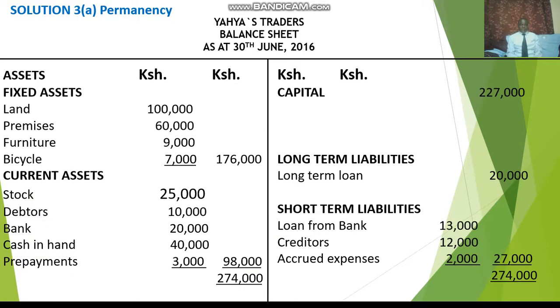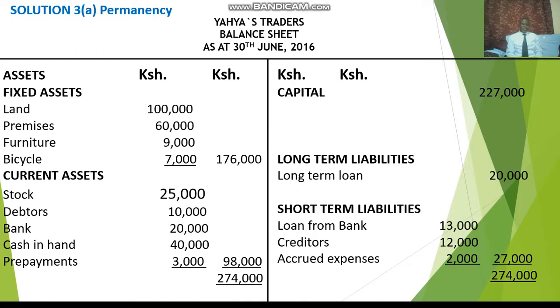Now, in solution 3A, if we go as per the order of permanency, we find that it's not easy to dispose of land, as it is the most fixed asset. That means it cannot be easily converted into cash. It's followed by premises, furniture, and bicycle in that order. If you make the total, you get 176,000.